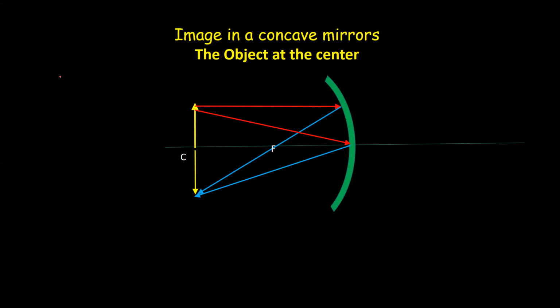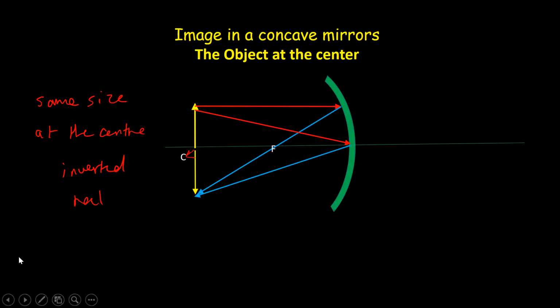So the properties of the image here, we can say, is the same size, at the center. As I said, the center is this point, not here. So here is the center, and inverted, and definitely it's real because it's in front of the mirror.